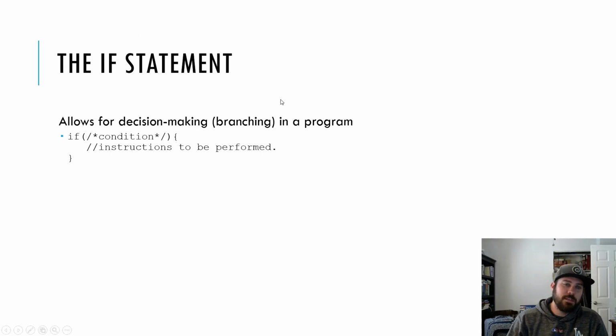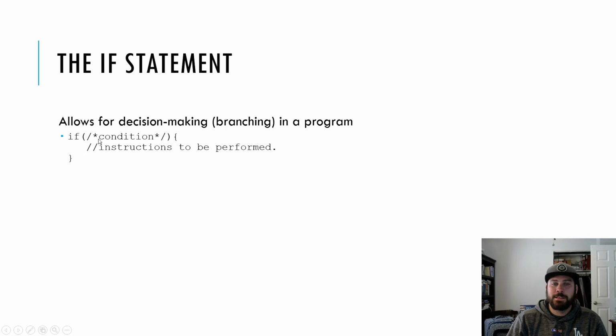So the if statement allows for decision making and branching in a program, and essentially it makes it so that if this condition, which is inside of these parentheses, is true, then these instructions in what we'll call the body of the conditional will be performed. But if the condition is false, it effectively skips over the body, so these statements that are inside, in between these curly brackets, are not performed. So it skips over it.